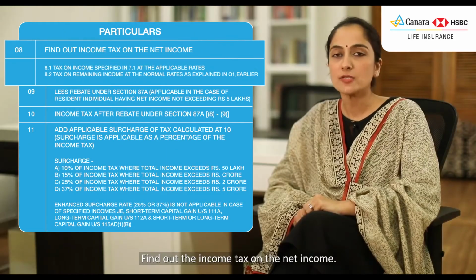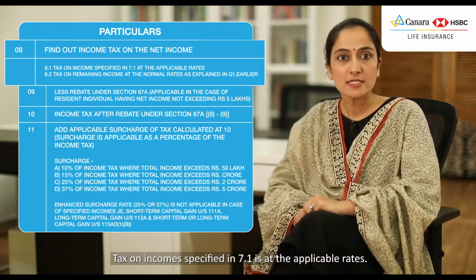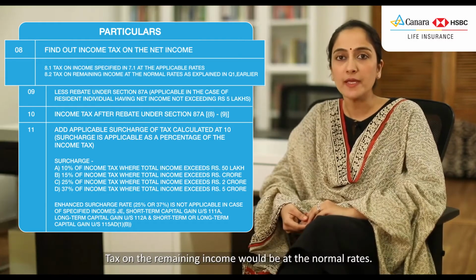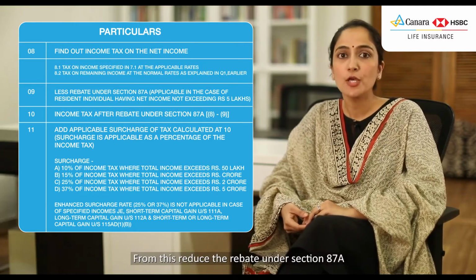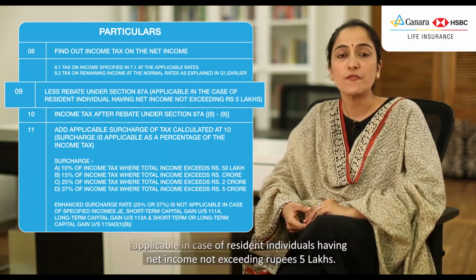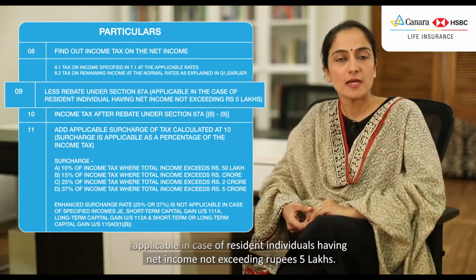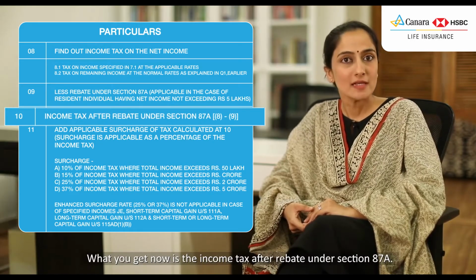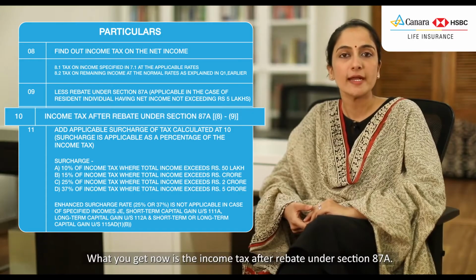Find out the income tax on the net income. Tax on income specified in 7.1 is at the applicable rates. Tax on the remaining income would be at the normal rates. From this, reduce the rebate under section 87A applicable in case of resident individuals having net income not exceeding rupees 5 lakhs. What you get now is the income tax after rebate under section 87A.